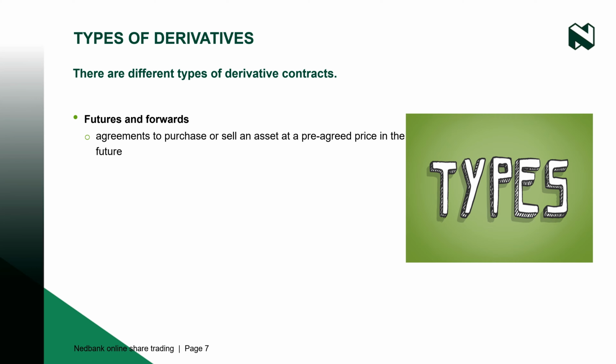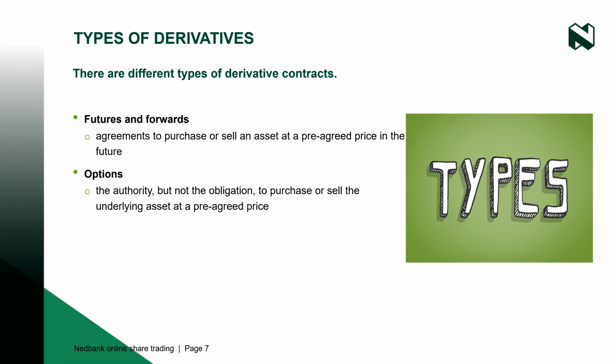The second type of derivatives are options. An option is a contract giving the buyer the right, but not the obligation, to purchase or sell the underlying asset at a pre-agreed price. Based on the option type, the buyer can exercise the option either on the maturity date, which is known as a European option, or any date before the maturity, which is known as an American option.